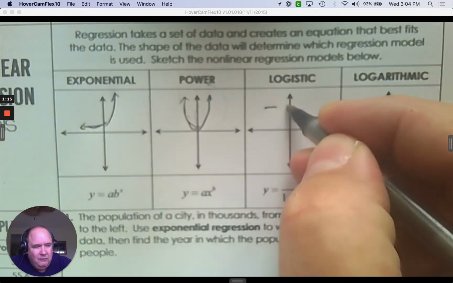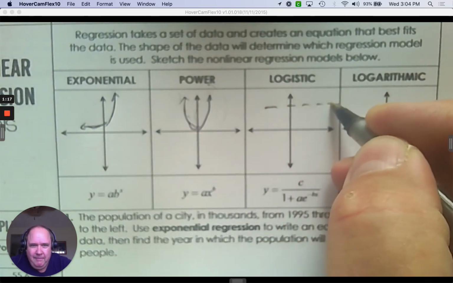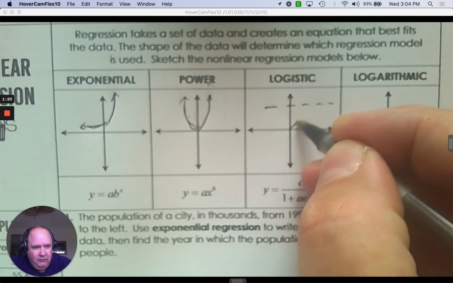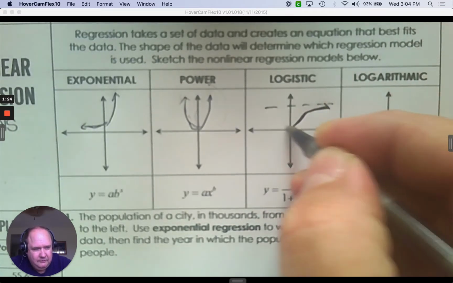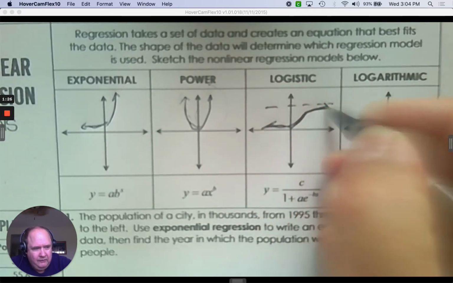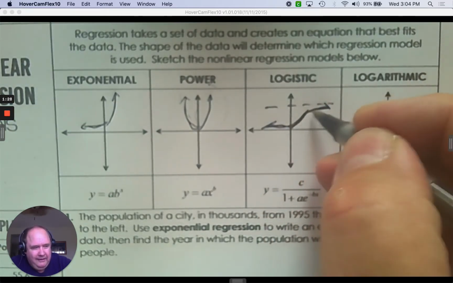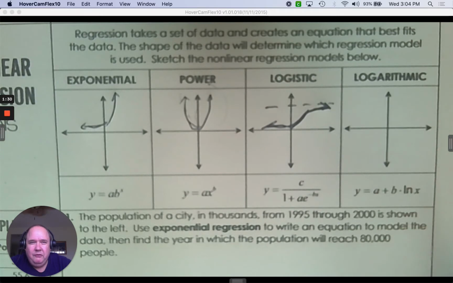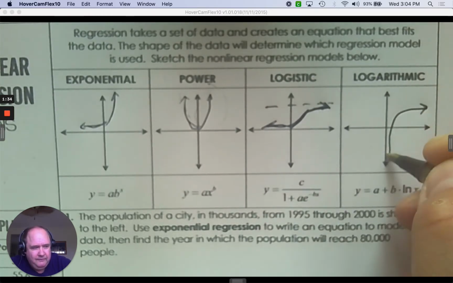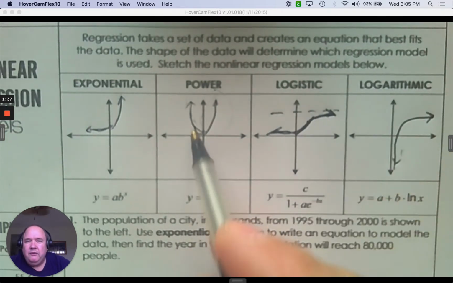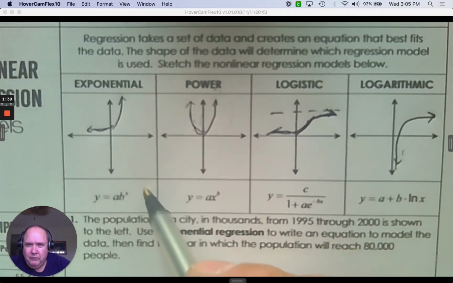A logistic one has a cap to it. And so it increases and then it levels off. So it has kind of that look to it, where it increases and then levels off. A logarithmic curve has this feel to it. So here are different types of models that can model growth or decay.